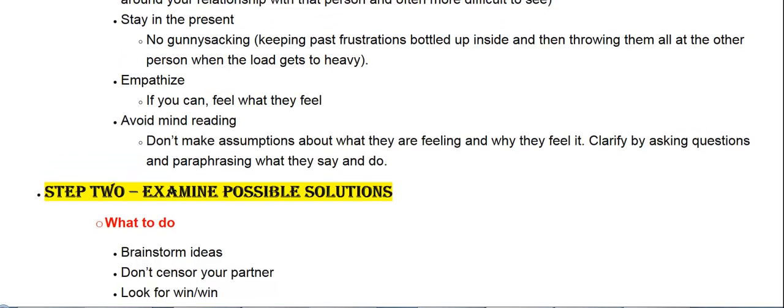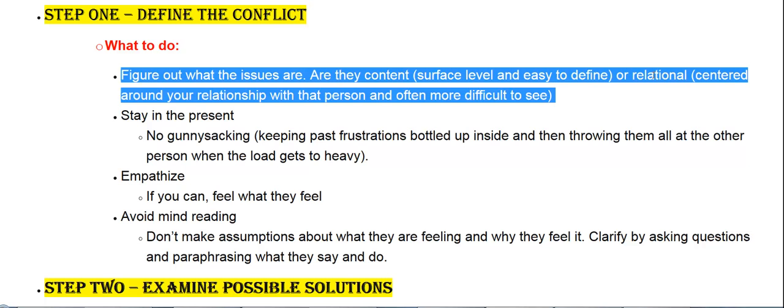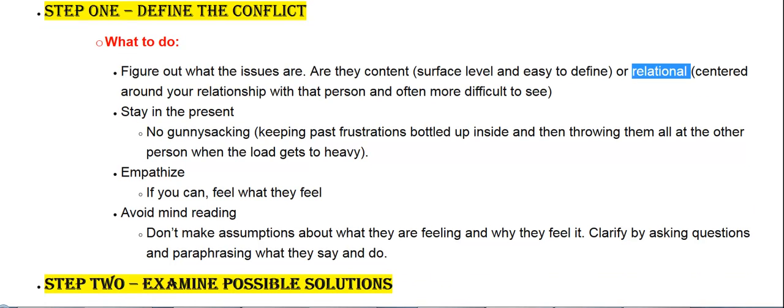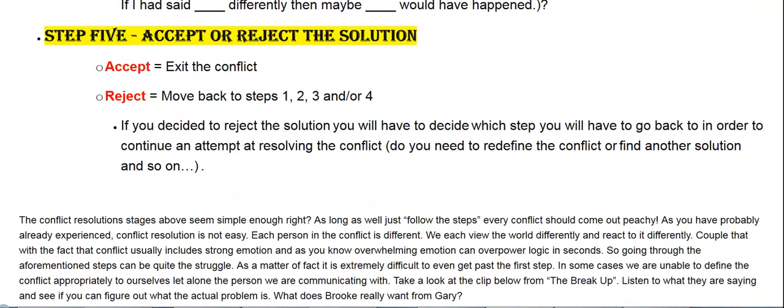Or finally, which a lot of people find themselves doing, maybe you need to go all the way back to step one and define that conflict again. So if that's the case, maybe you didn't stay in the present. Maybe you held on to those things and used those to define the conflict. Maybe you thought it was a content issue, but it was really a relational issue. So that may be the case. Maybe you've got to go back and redefine that conflict. That's where you leave once you've gotten to step 5. And again, you go through the process all over again if you did reject that initial solution.